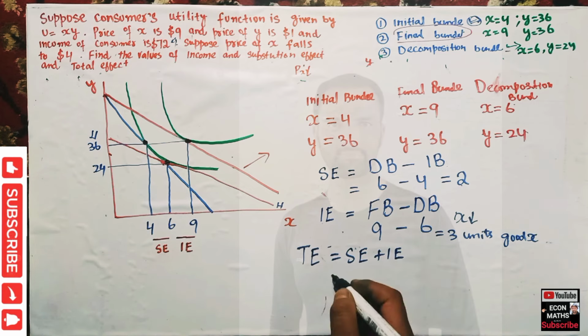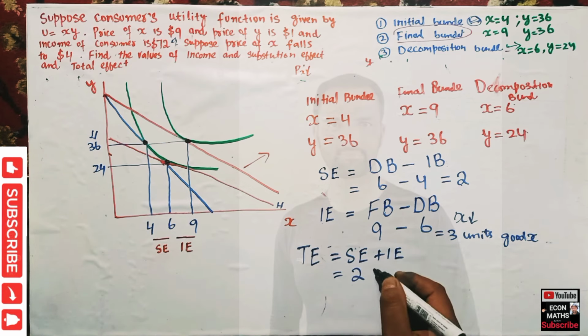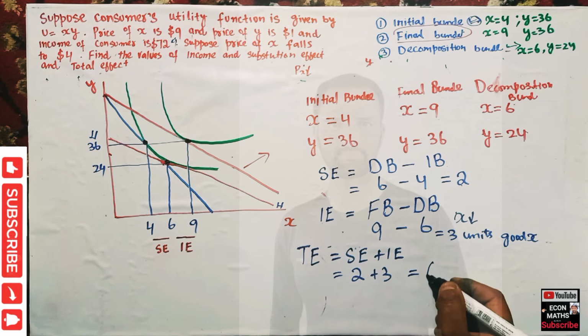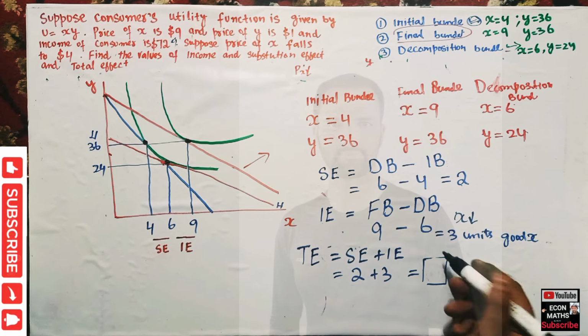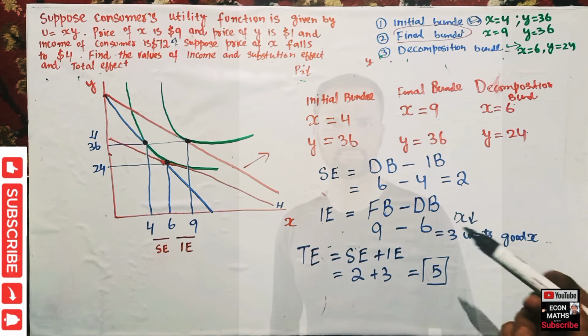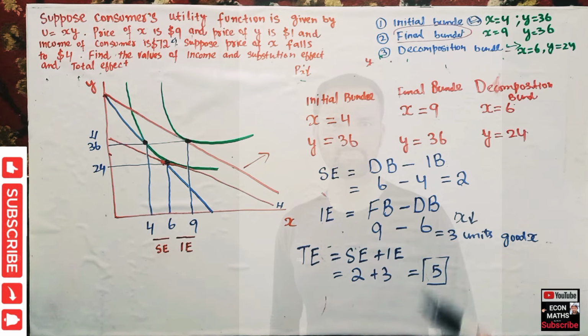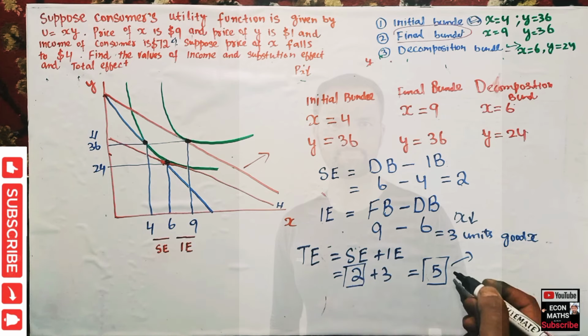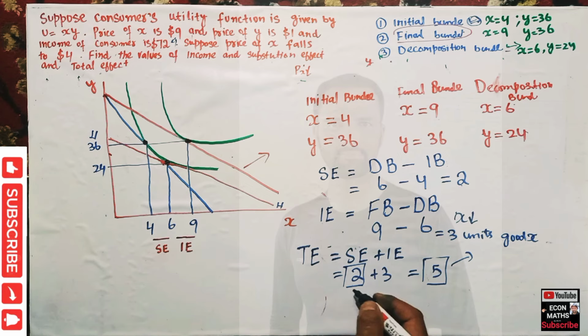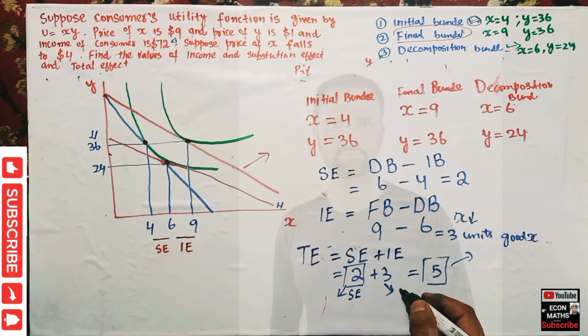So what is the substitution effect? That is 2. What is the income effect? That is 3. That means we have a total effect of 6. Okay, sorry, 2 plus 3 is equal to 5. That means with the decrease in the price of good X, the consumer is able to purchase 5 more units of good X. And of these 5 units of good X he purchased, two units are due to the substitution effect, and 3 units are due to the income effect here.